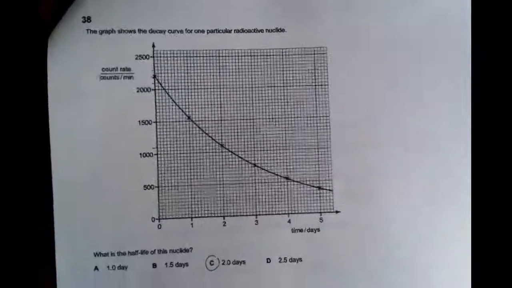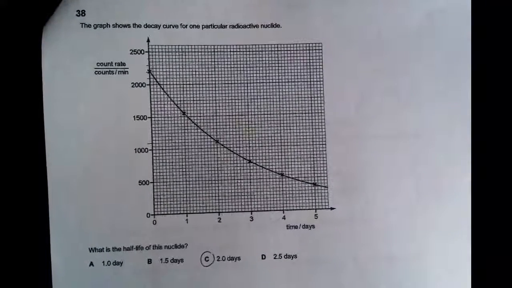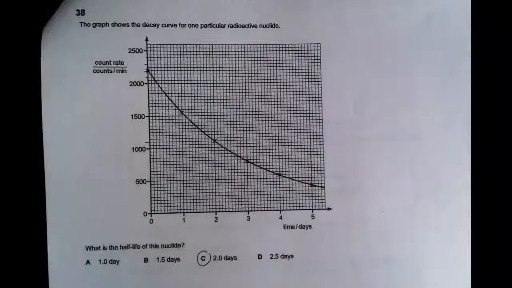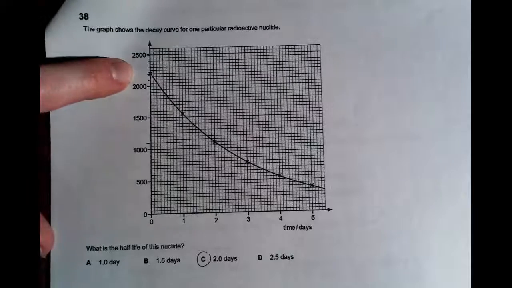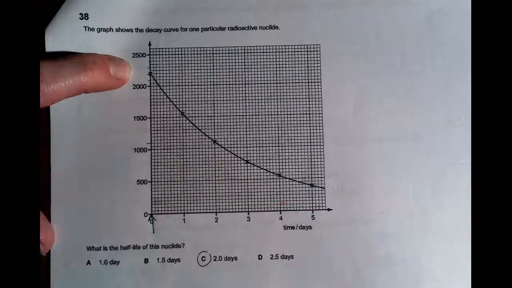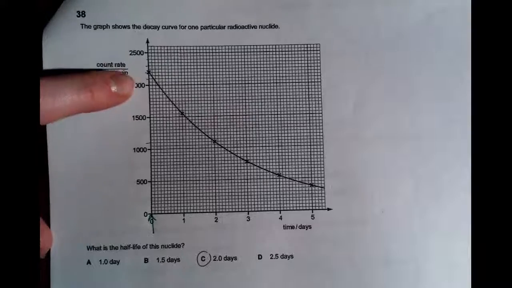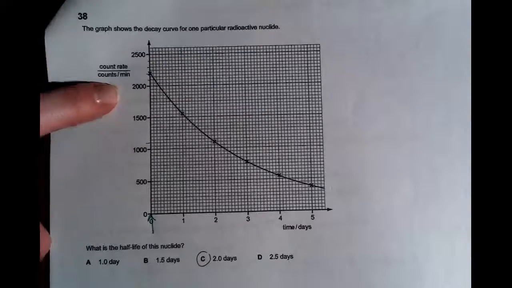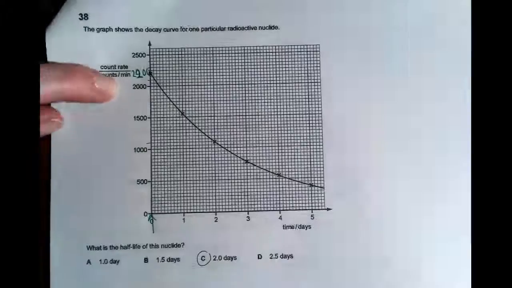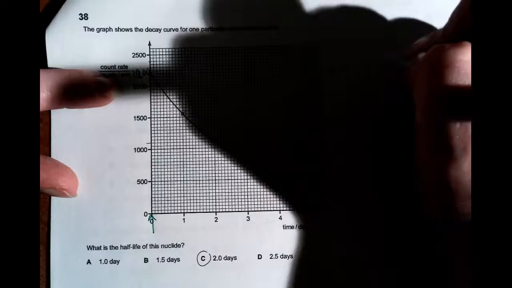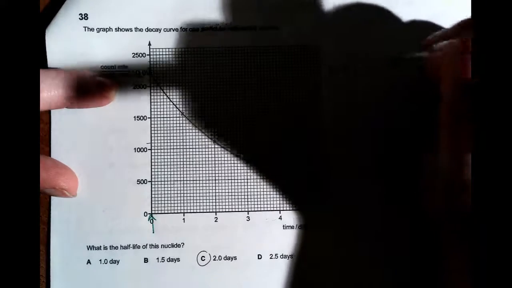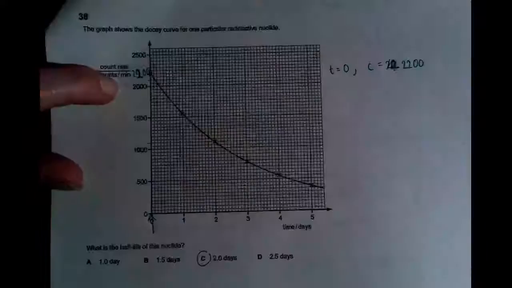38 then is atomic physics. You've got a decay curve. You can see the count rate changing, and it asks you to find the half-life. So the first thing we do is look at time 0 and find out what the initial count rate was. Each 2 squares is 100. So initially that is 2,200, sorry. So at t equals 0, the count rate was 2,200. Goodness me, sorry, my writing is shocking.